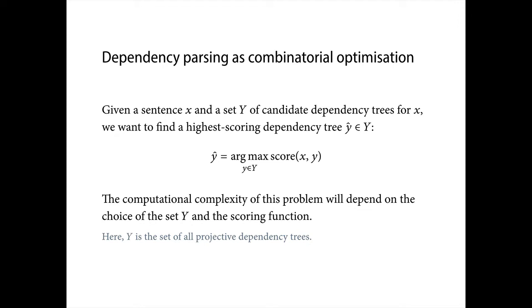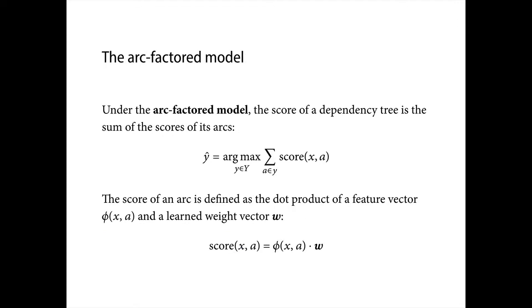In this section, Y is the set of all projective dependency trees. So every projective dependency tree will be a viable candidate tree for the sentence X. Regarding the scoring function, we will be using a very simple scoring function, which is based on what is known as the arc-factored model. Under the arc-factored model, the score of a dependency tree is simply the sum of the scores of its arcs.